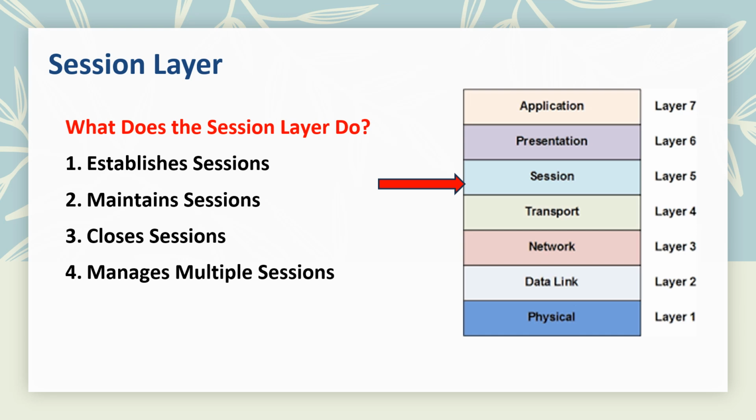It sets up the communication link or session between two devices, allowing them to communicate effectively. The session layer ensures that the connection remains open and active while data is being exchanged. It can also synchronize data exchanges by using checkpoints. So if a disruption occurs, the communication can resume from the last checkpoint.